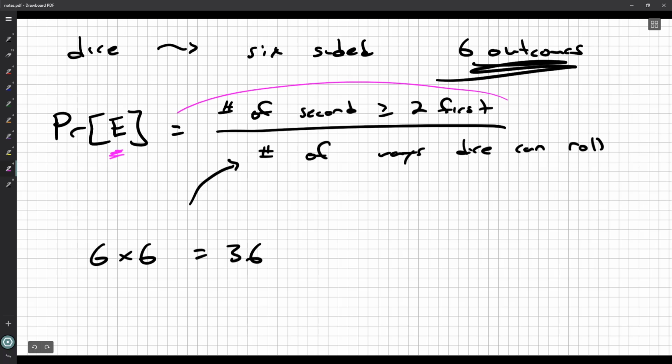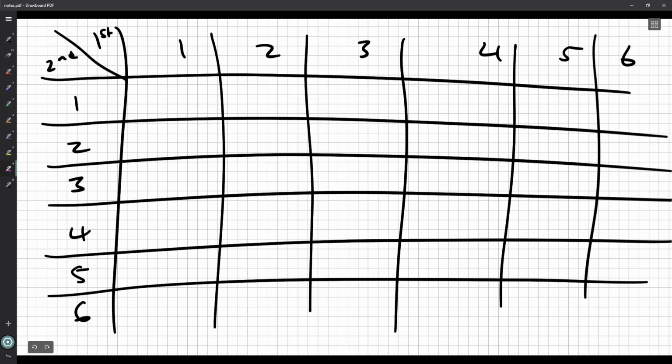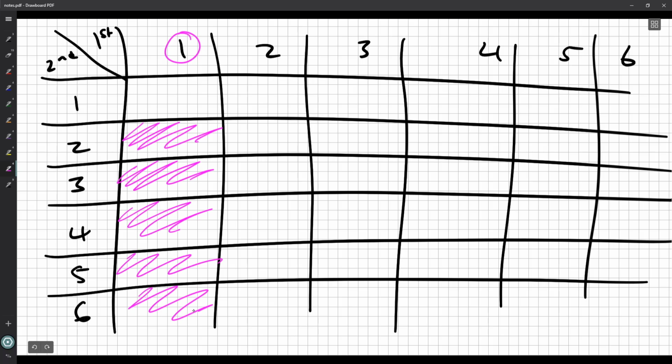I'd like to know the number of different ways where the second die rolls at least twice the first die. So if the first die rolls a 1, could the second die roll a 1? No, but it could roll a 2. 3 is more than twice 1. 4, 5, 6. If the first die rolls a 2, the second die can't have a 1, because 1 isn't twice 2, or 2, or 3. It could be a 4, or a 5, or a 6.